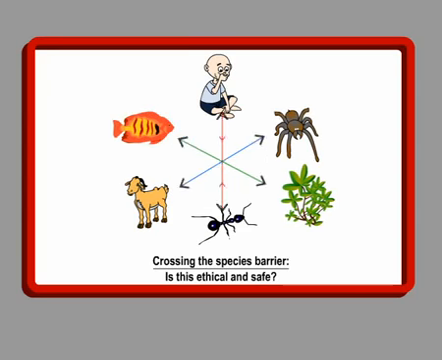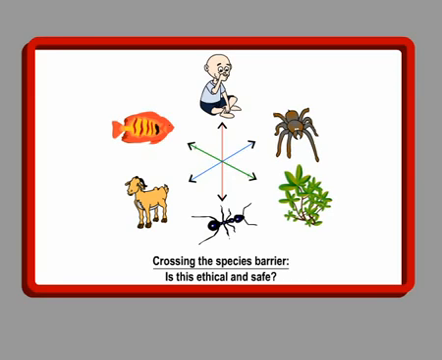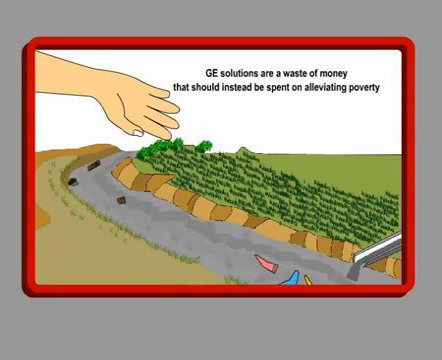Inserting human genes into plants, like in the case of golden rice, is crossing the species barrier. This has serious moral, ethical, religious, health, and scientific implications. In fact, these so-called GE solutions are totally unnecessary and a waste of good money better spent on more effective and worthy solutions like alleviating poverty.